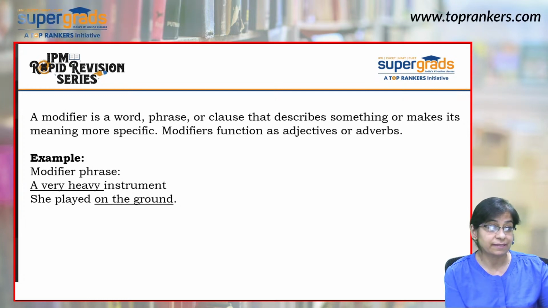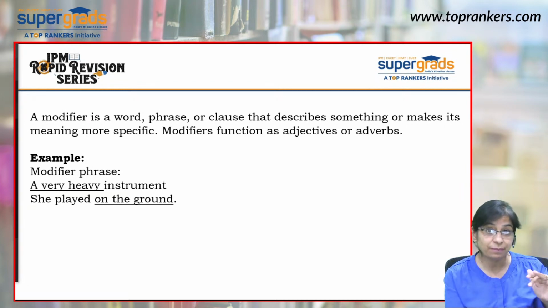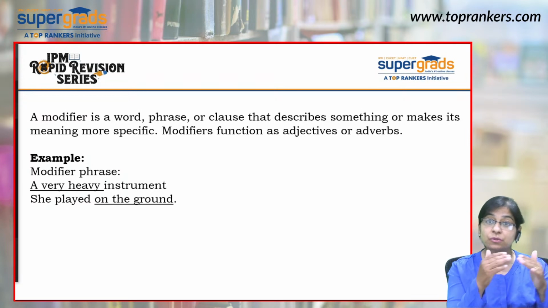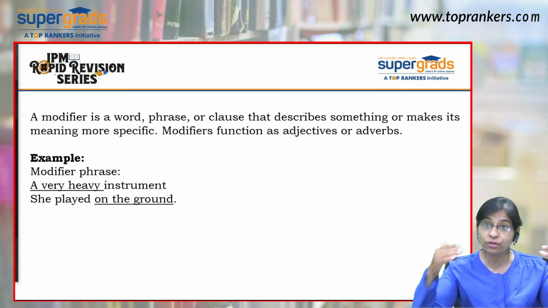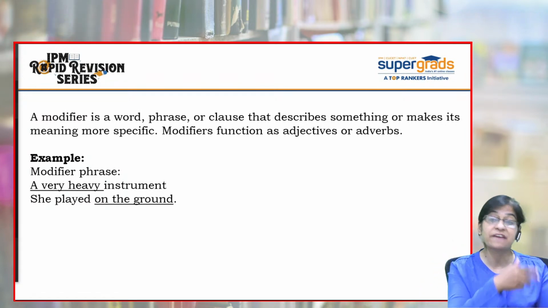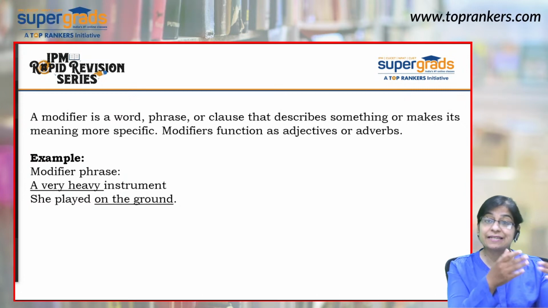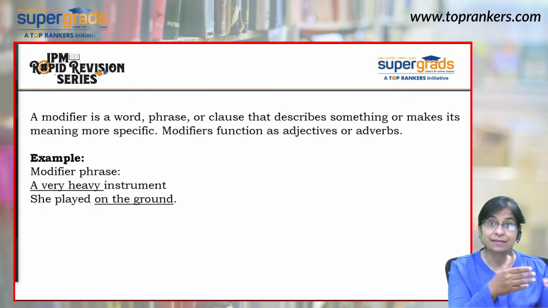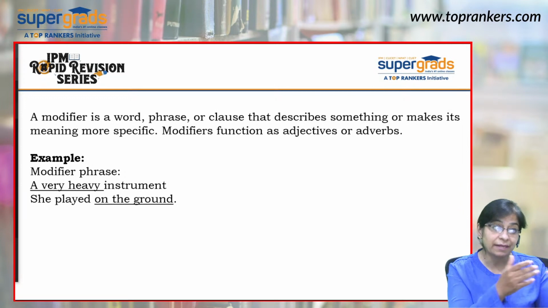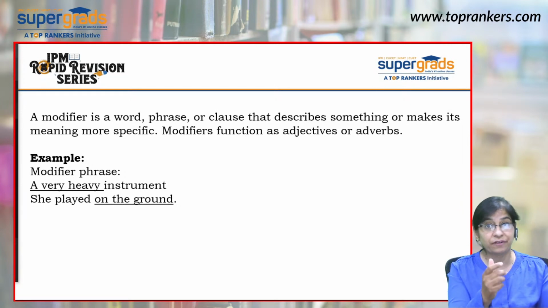Now look at the next example that I have for you. This one says she played on the ground. Now, where did she play? She played on the ground. So the phrase on the ground simply talks about where she played. It tells me more about the place where she played, right? So that is working like an adverbial phrase here as a modifier, okay?